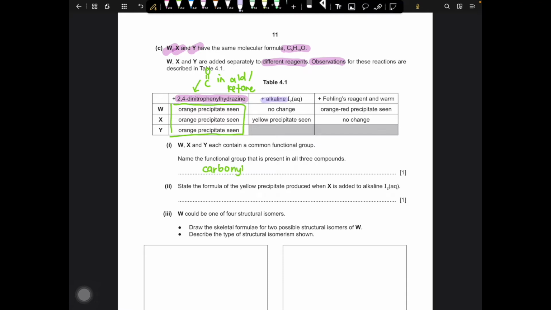The next reagent is alkaline iodine. Reagent alkaline aqueous iodine, it is used to determine the presence of methyl ketone. So since only X produce a positive result, only X has CH3 next to the C double bond O. And the yellow precipitate, this is due to the presence of CHI3.